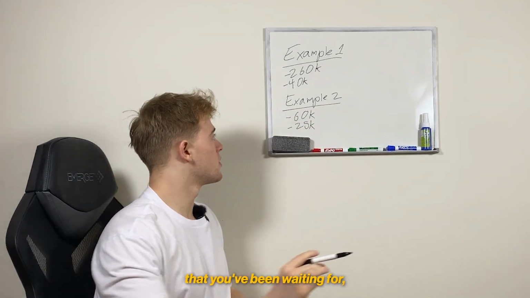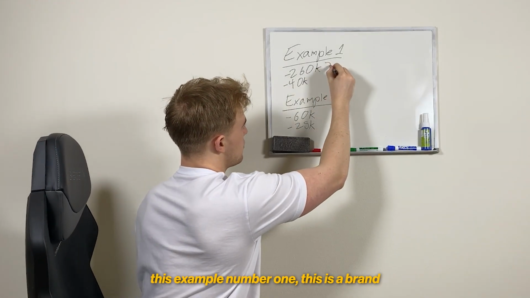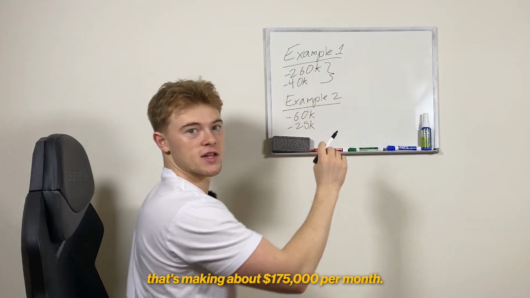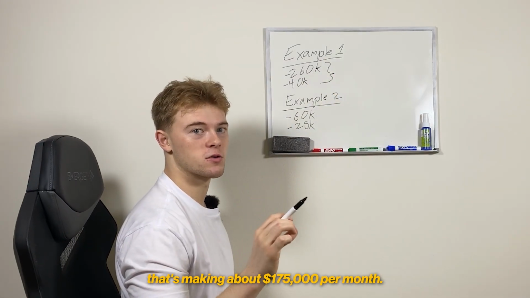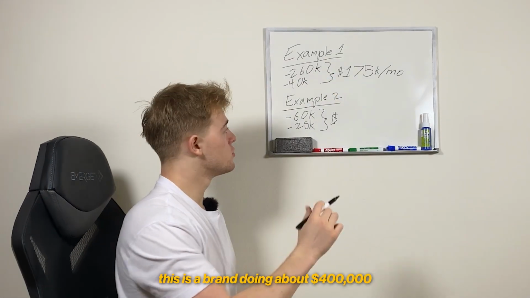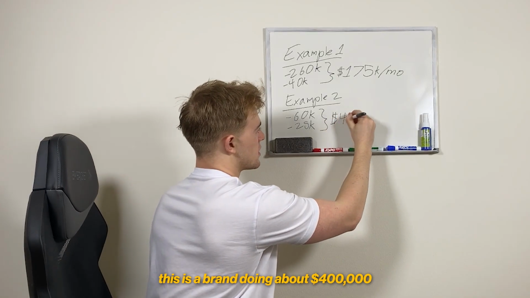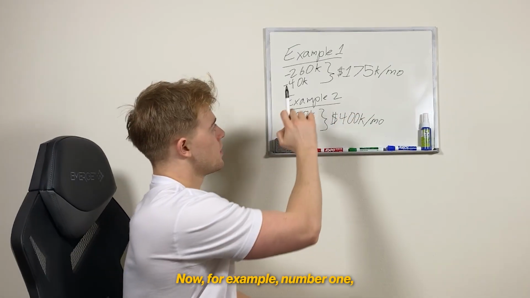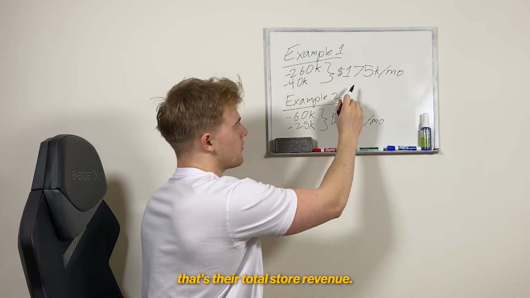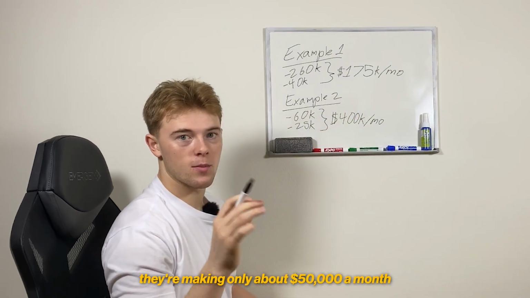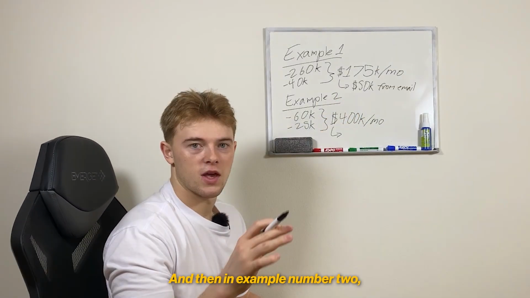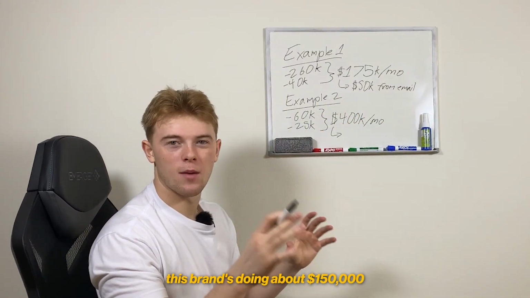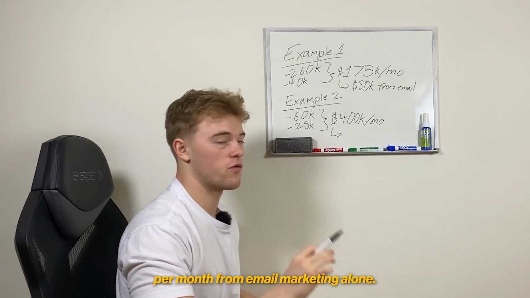Now for the part that you've been waiting for, this example, number one, this is a brand that's making about $175,000 per month. And then in example two, this is a brand doing about $400,000 per month. Now for example number one, that's their total store revenue, but from email marketing, they're making only about $50,000 a month. And then in example number two, this brand's doing about $150,000 per month from email marketing alone.